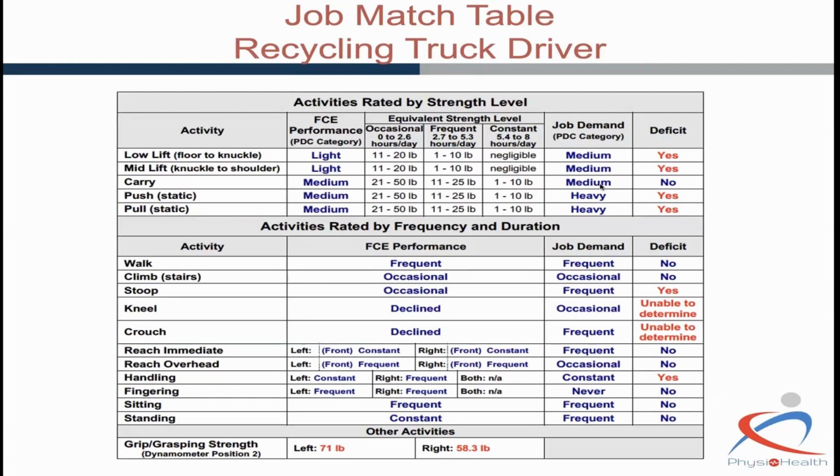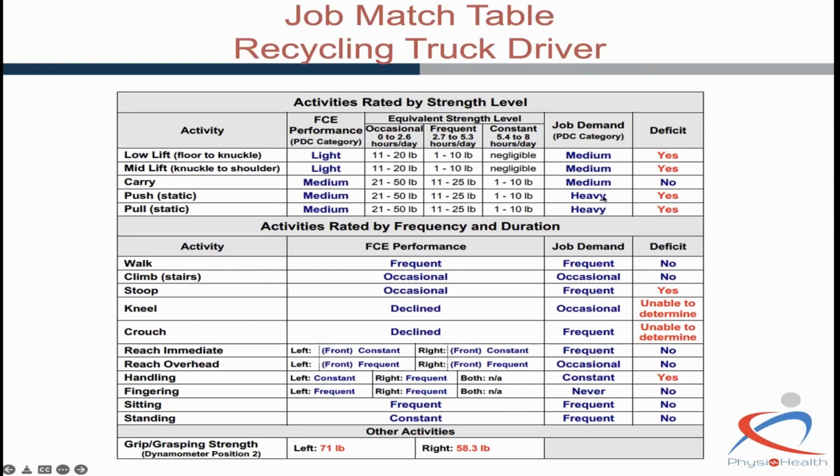There might be a mild deficiency, but we also take into consideration that he's not always having to lift 50 pounds every single day. That's the maximum amount required to lift. So if they perform within that job definition, then we conclude there's no deficit, unless the job demand is 50 and he lifts 21 pounds. So although that's within the medium, then there's obviously a deficit there.